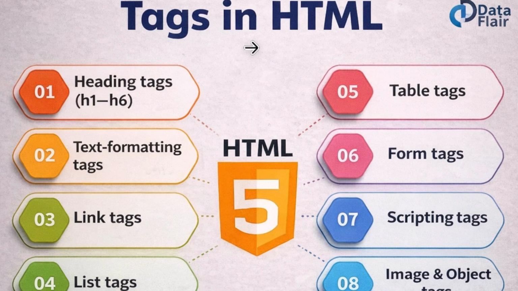So let us start with the heading tags here. The heading tags are used to create titles and headings on a web page. It starts from H1 to H6. H1 is the most important and largest heading. H2 to H6 are the smaller headings used for sections and subsections. So H1 is the biggest, followed by H2, followed by H3 to H6, and H6 is the smallest. So heading tags help organize content and tell the reader what each section is about.